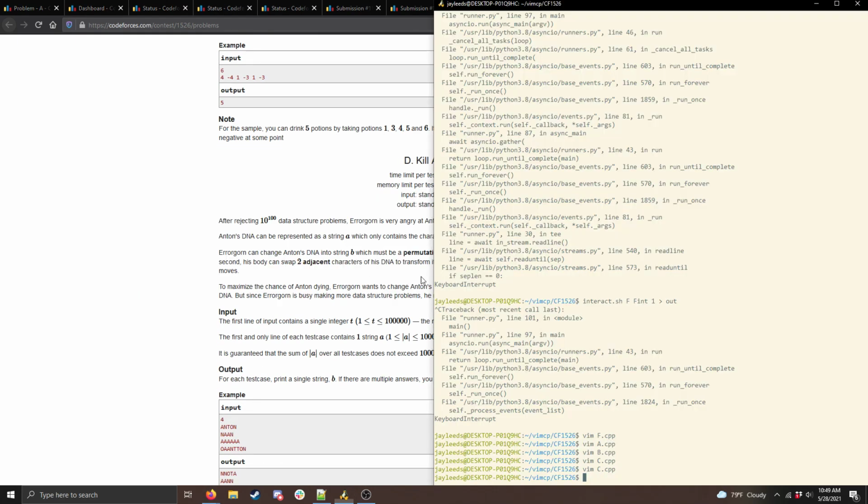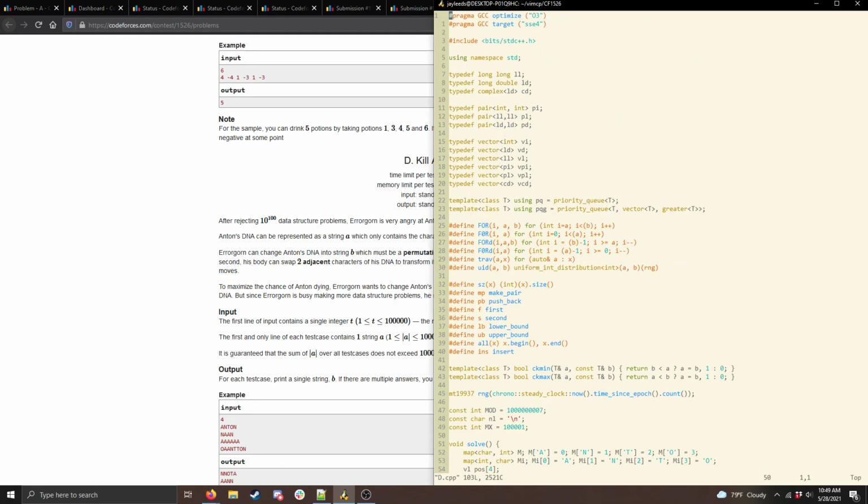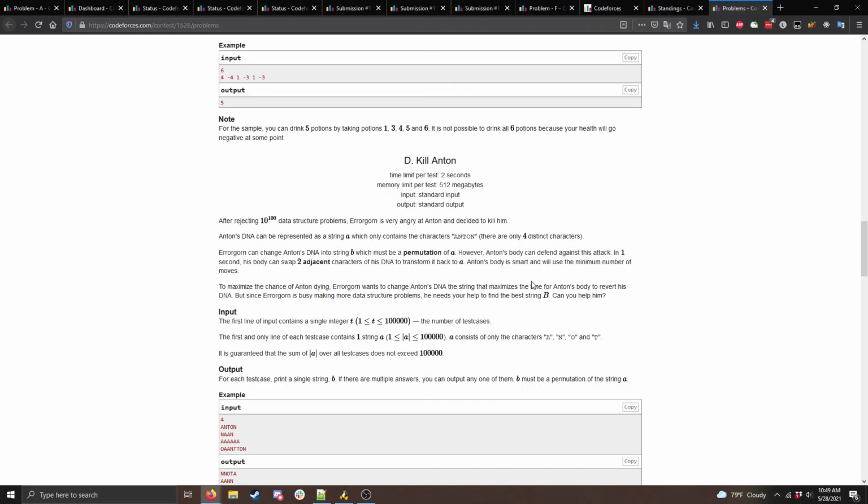All right, so let's look at D. For D, the key observation that I made, which I also don't have a proof of, although I don't think the proof is terribly difficult, is that, basically, here I should read the problem first. So we have a string containing only the letters A, N, T, and O, and we want to rearrange them such that essentially the distance to get back to the original string using only swaps is as high as possible.